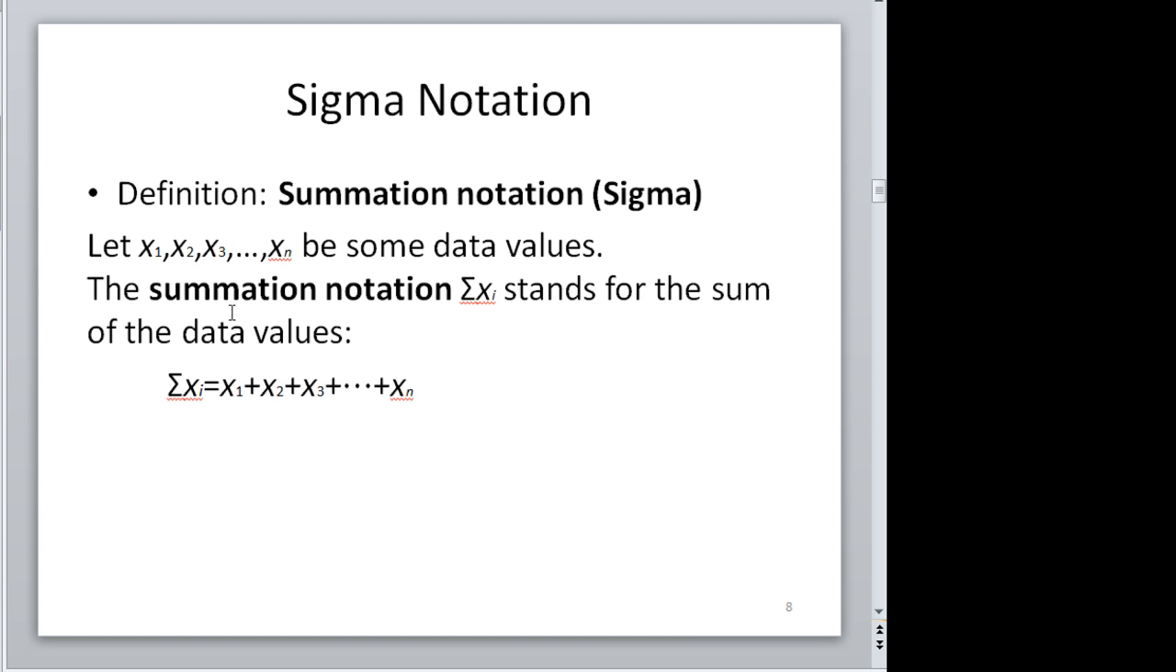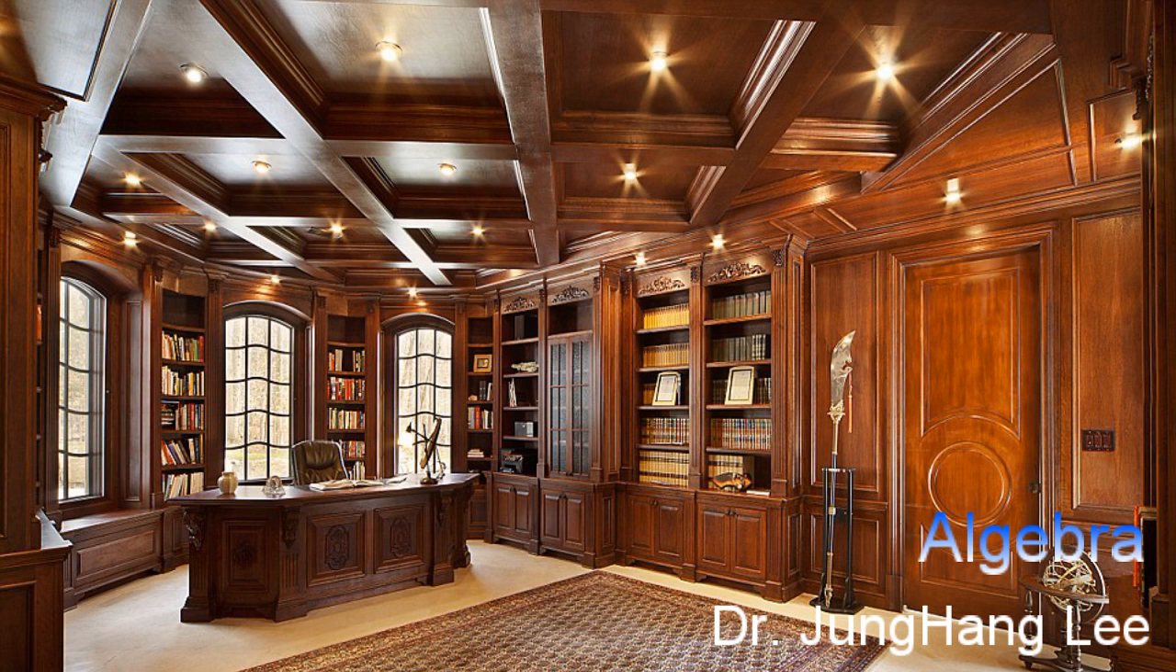Now let's talk about the sigma notation. Summation notation, also called sigma. Let x1, x2, x3 all the way to xn be data values, and summation notation sigma xi stands for the sum of the data values, which means from x1 all the way up to xn. So, let's go to this.